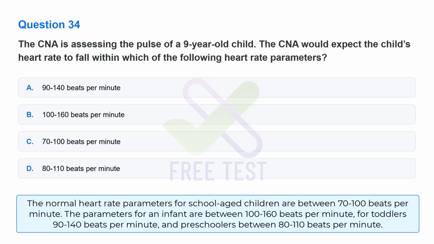The correct answer is C. 70 to 100 beats per minute. The normal heart rate parameters for school-aged children are between 70 to 100 beats per minute. The parameters for an infant are between 100 to 160 beats per minute, for toddlers 90 to 140 beats per minute, and preschoolers between 80 to 110 beats per minute.